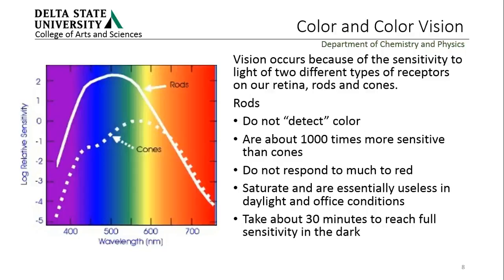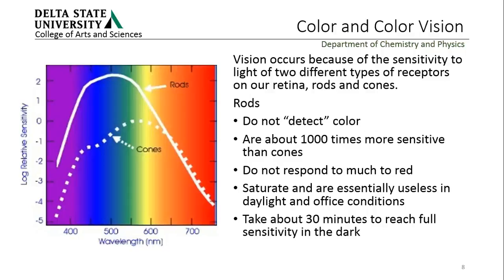After saturating, it takes about 30 minutes for them to reach their full sensitivity in the dark. So if you're outside at night and you're trying to see your way around, as soon as you pull out your cell phone to check text messages, you're doing away with your night vision and you're probably 30 minutes or so away from being able to see well in the dark again. So if you want to see well in the dark, you need to stay in low light conditions. Don't pull out your phone. Don't pull out a flashlight. Right? A flashlight's going to interfere with your ability to see everything else other than what's in the beam. So your cones are much more sensitive.